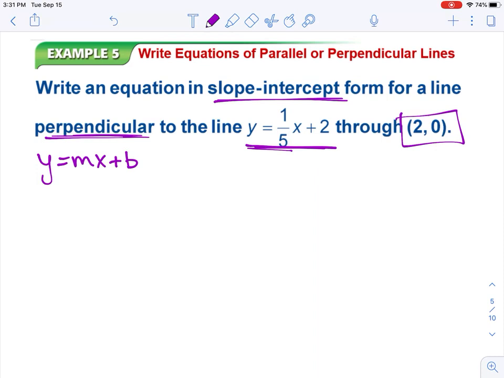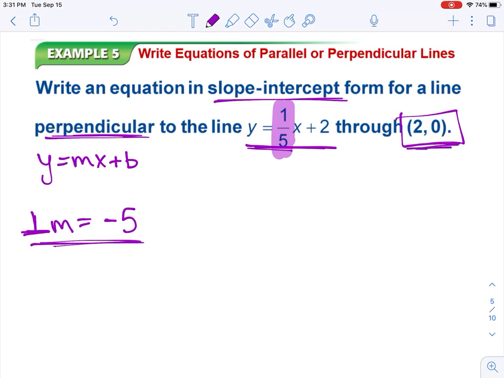We first need to state what our perpendicular slope is. So we know we need the opposite reciprocal of 1/5. So that means we will have -5. So our new slope for our perpendicular line is -5. And we must have that new line through the point 2, 0.